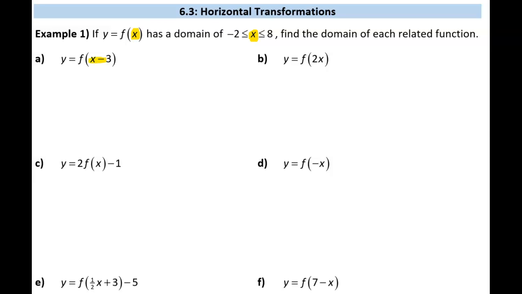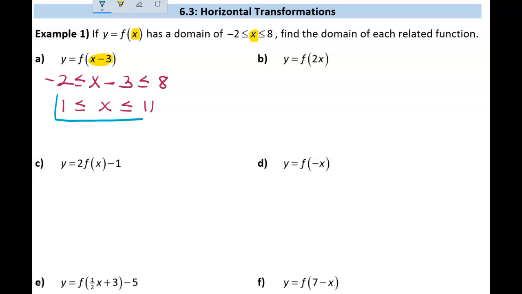For instance, in example 1a, our input changes to x minus 3. So instead of x being between -2 and 8, x minus 3 will have to be between -2 and 8. We can solve this inequality to find the domain of this related function by adding 3 to all three parts of this inequality. So -2 plus 3 is 1. In the middle, if we add 3, we just get x, and 8 plus 3 is 11. So the closed interval from 1 to 11, including the endpoints, is the domain of that new function.